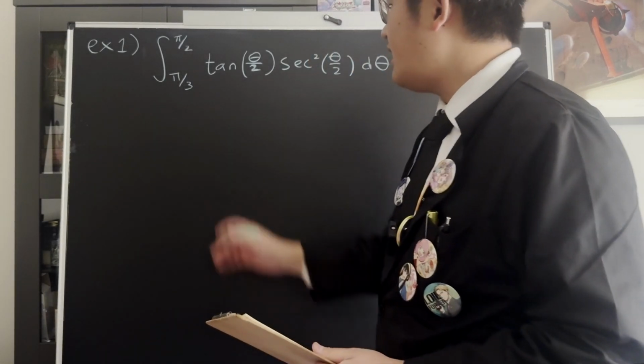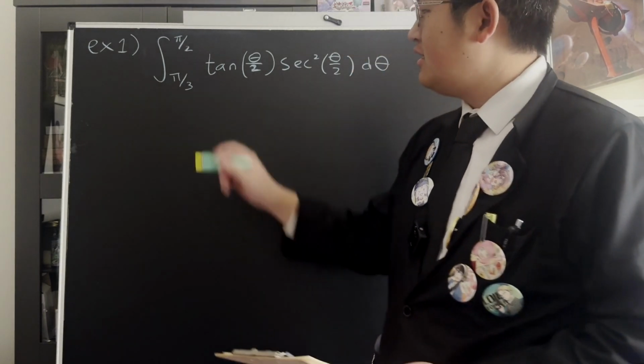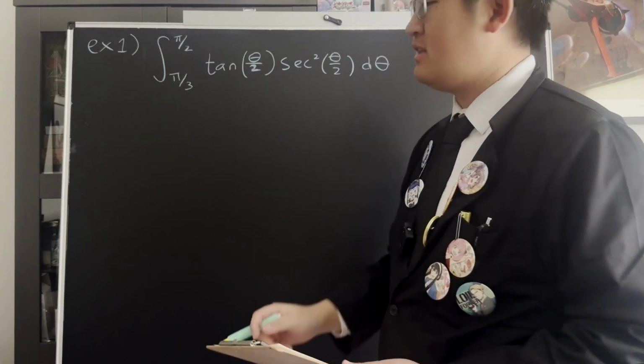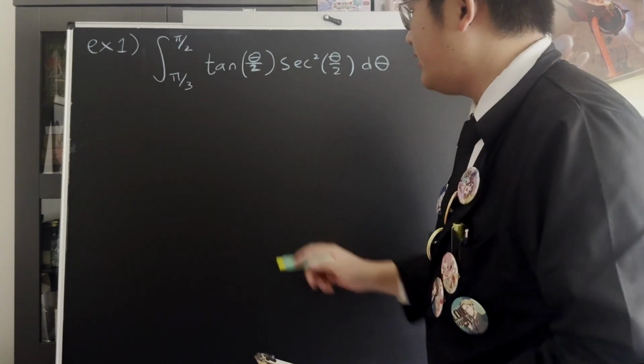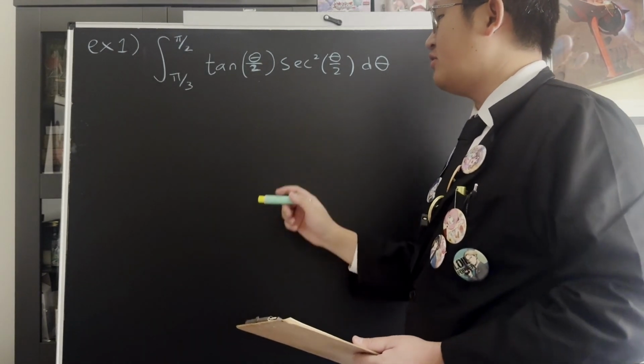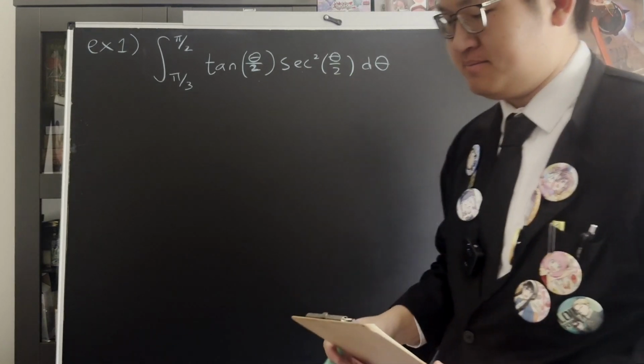So to begin with, we have the integral. Now remember, we are reading the limits from bottom to top. So again, this is the integral from pi over 3 to pi over 2 of the function tangent of theta over 2 and secant squared of theta over 2 times d theta.